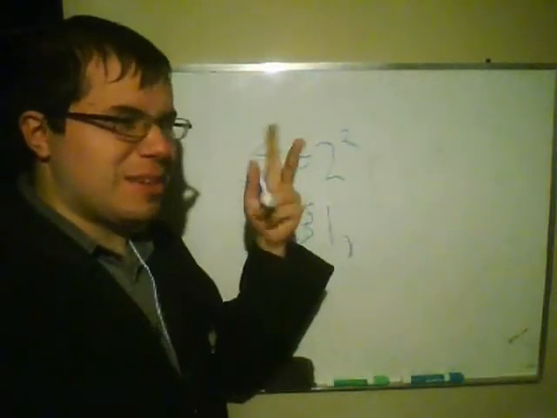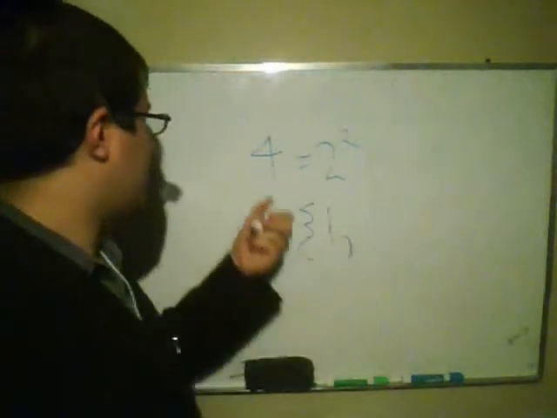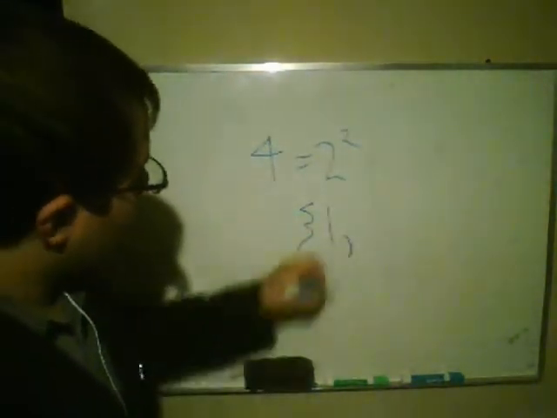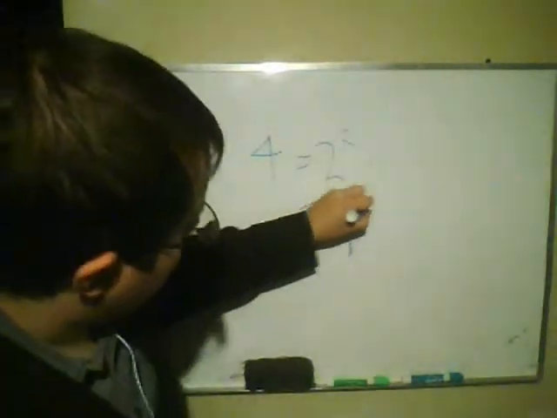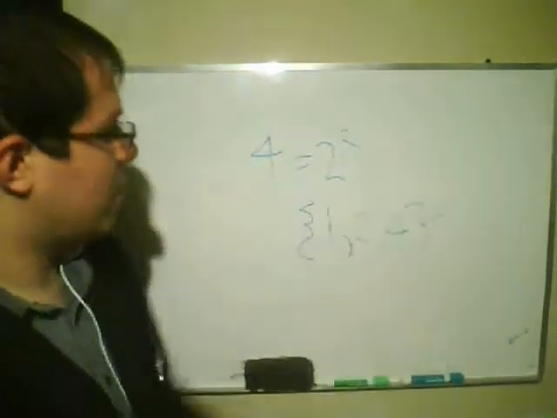Unless it's some sort of arithmetic trick. But let's get to it by strict definition. Okay, so 4. How many factors does 4 have? It has 1, 2, and 4. That's all the factors of 4.